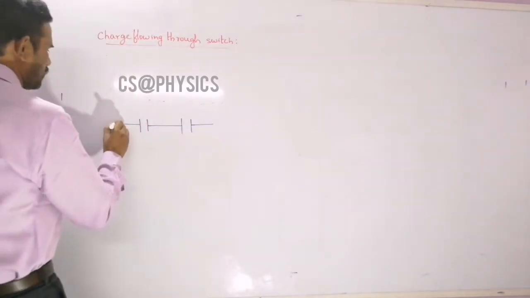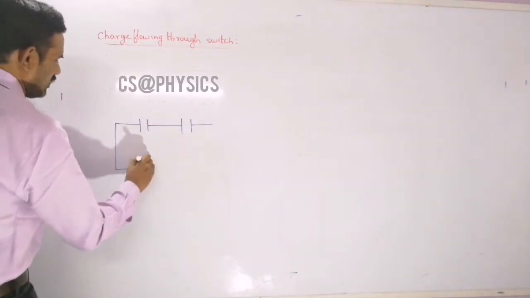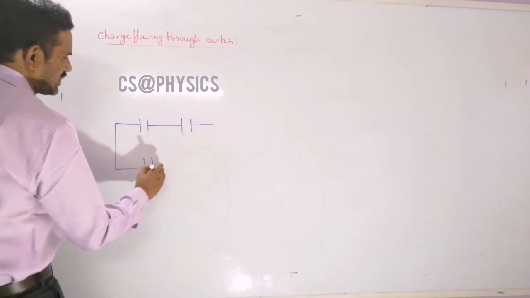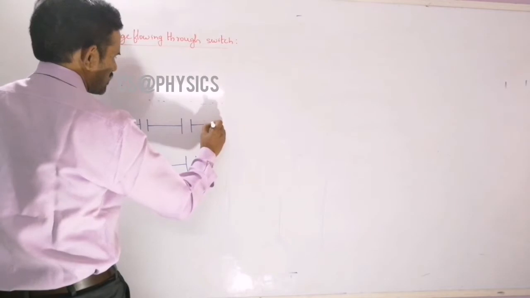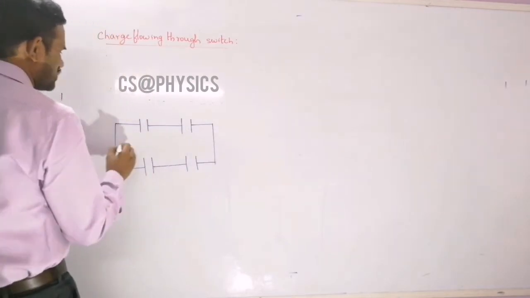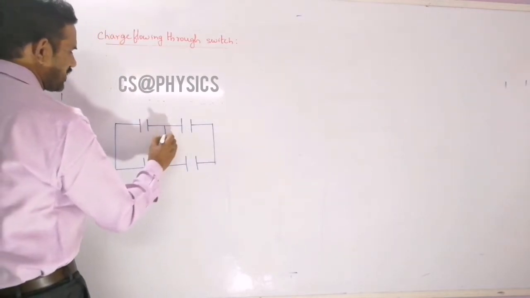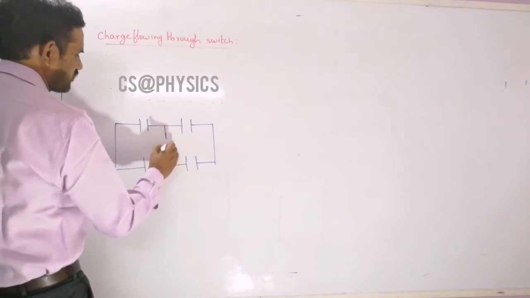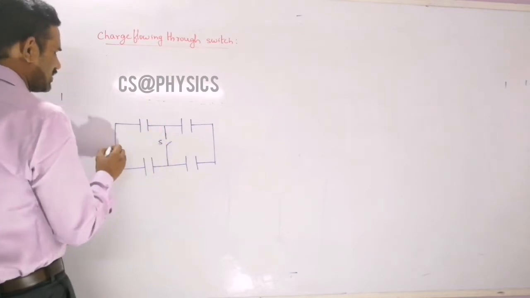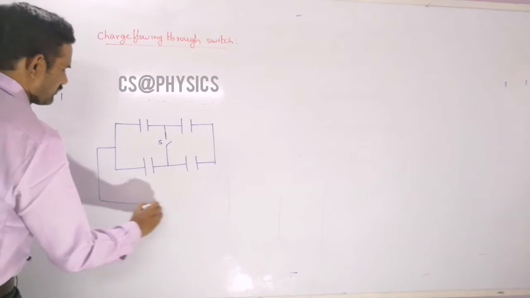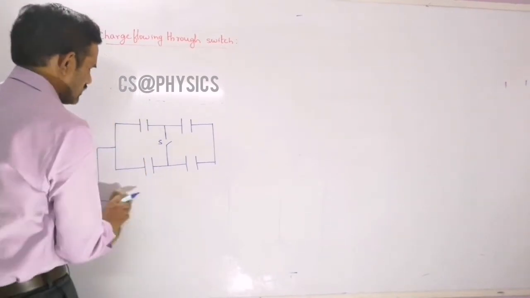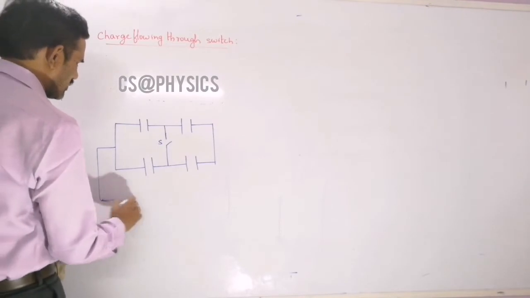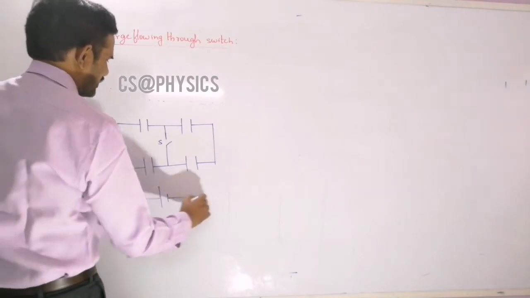So I am taking a problem like this. For all these problems, you need to calculate the charge on the capacitor before closing the switch and after closing the switch. With the help of those two calculations, you can calculate the charge flowing through the circuit easily. So here I am taking a circuit and a cell, and let us take some numericals also so that we can calculate that easily.